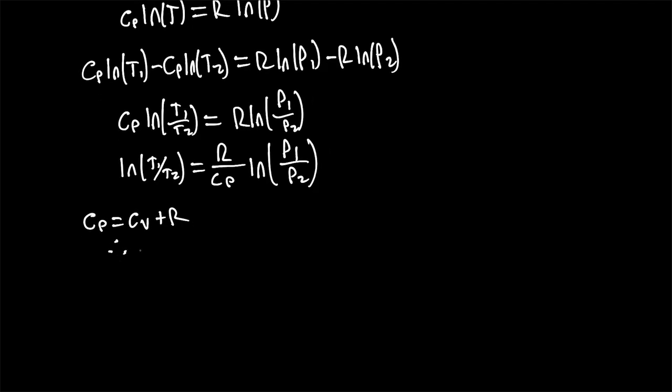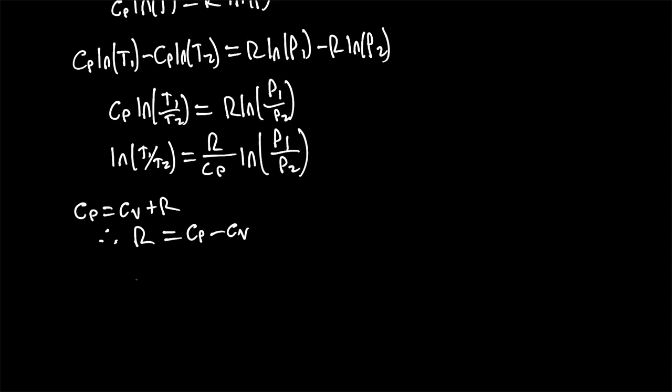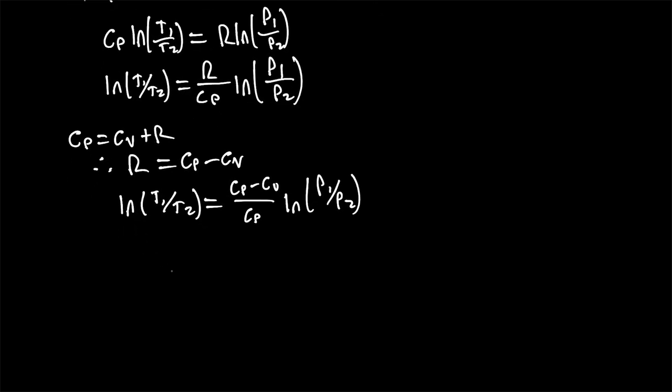Therefore, R equals Cp minus Cv. And thus, we have ln T1 over T2 equals Cp minus Cv over Cp times natural logarithm of P1 over P2. If we then take this to the exponent e, we will get the ratio of temperatures T1 over T2 is equal to P1 over P2 to the power of 1 minus Cv over Cp.